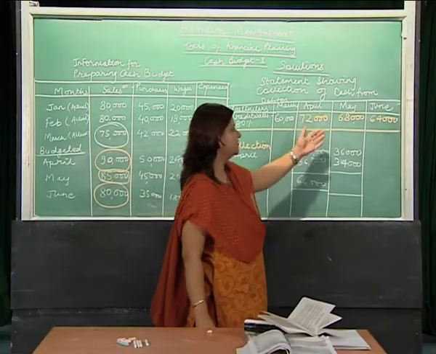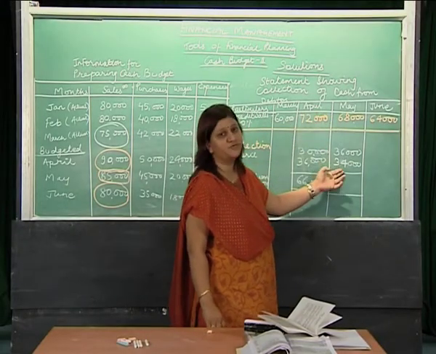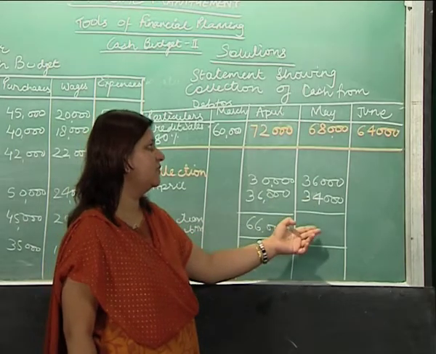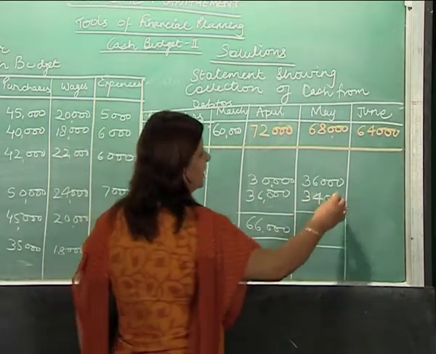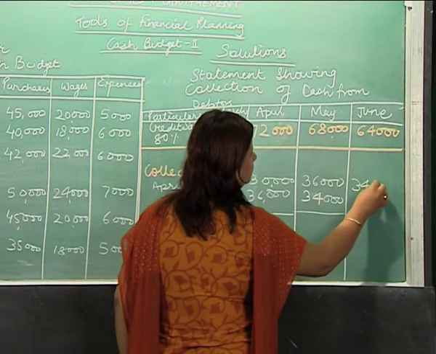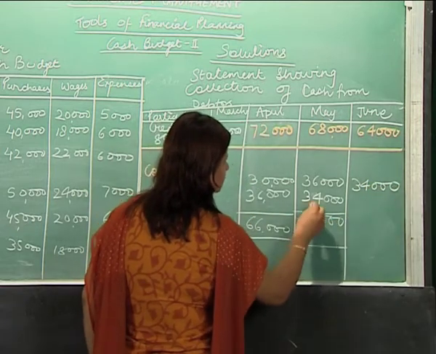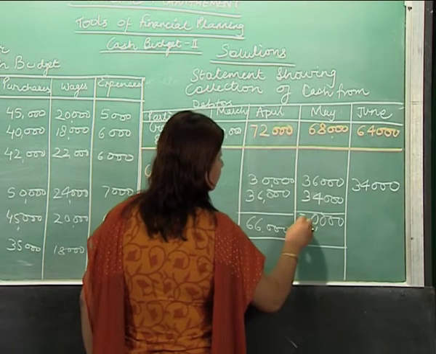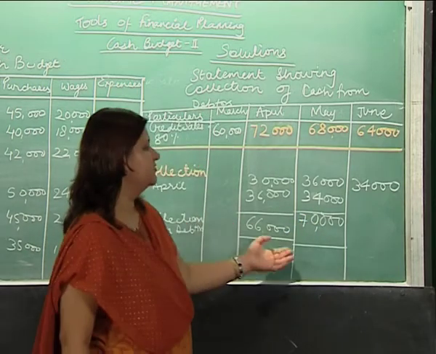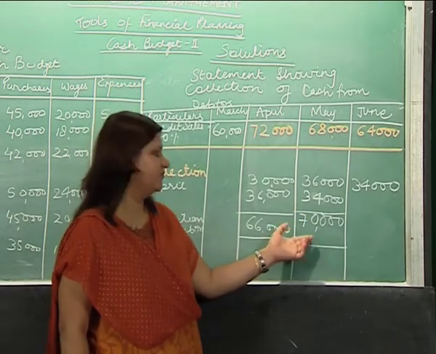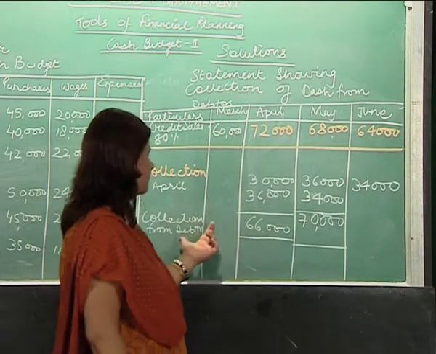So half of the 68,000, that is 34,000, shall be received in the month of May only, and remaining half will be in the month of June. So it will give us the figure as 70,000. 70,000 will be the cash collection from the May.